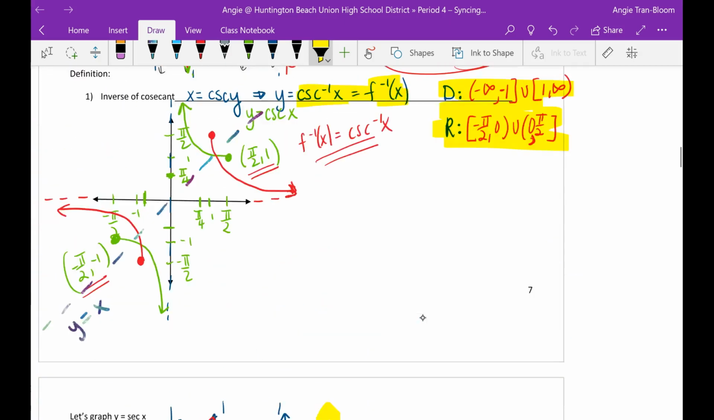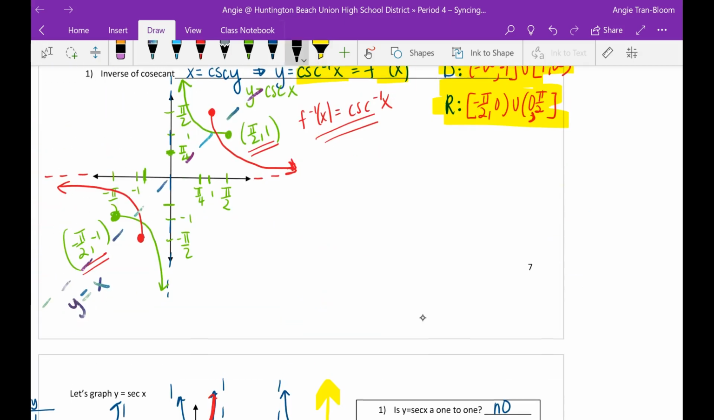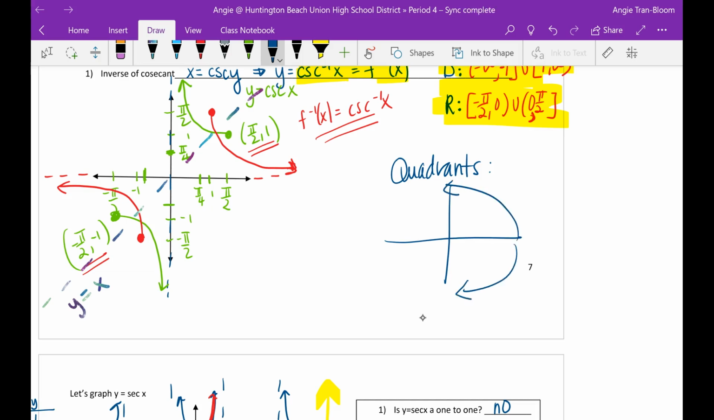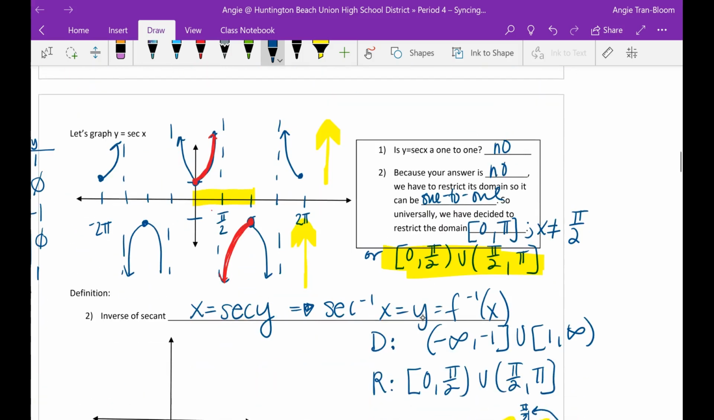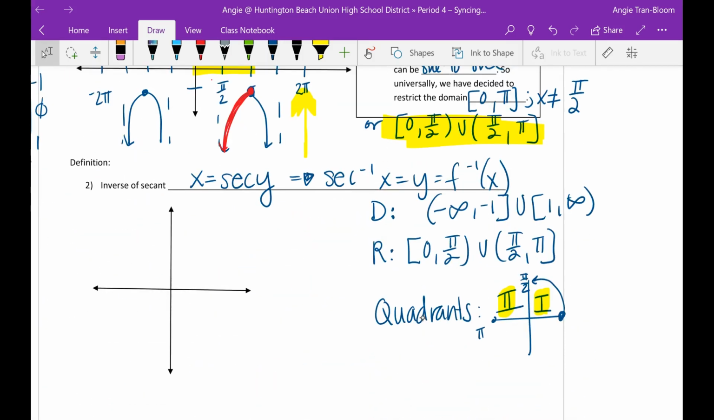Which reminds me, I forgot to tell you about the quadrants for cosecant. So can you go back up to the notes and fill in the quadrants? For cosecant, we talked about positive pi over 2 and negative pi over 2. So the quadrants for cosecant are 1 and 4. Cosecant is the reciprocal of sine and secant is the reciprocal of cosine, so they have the same restriction quadrants.